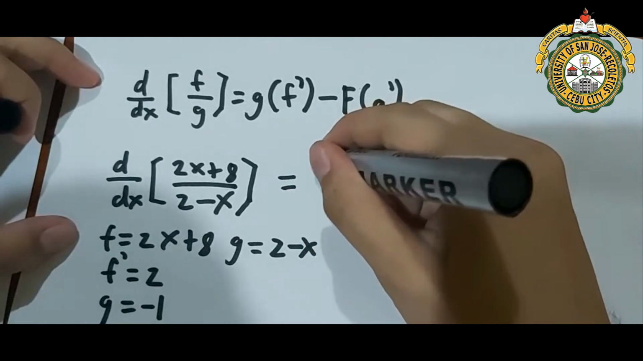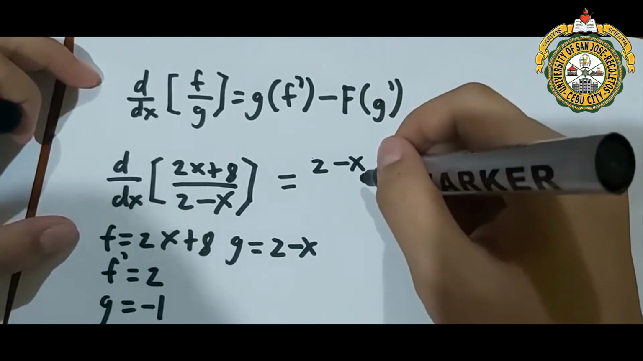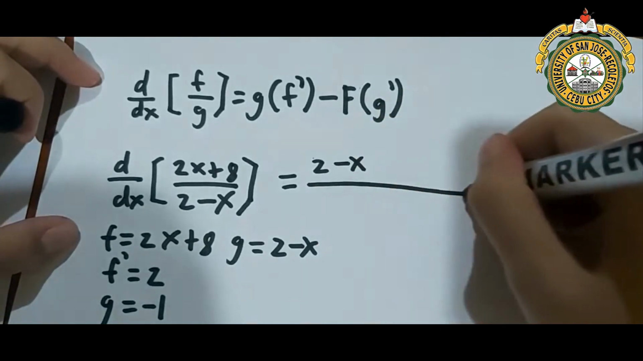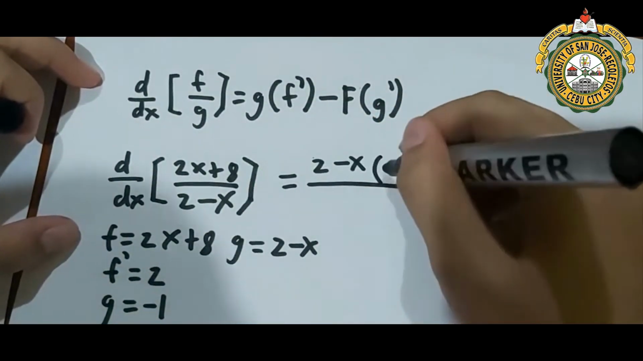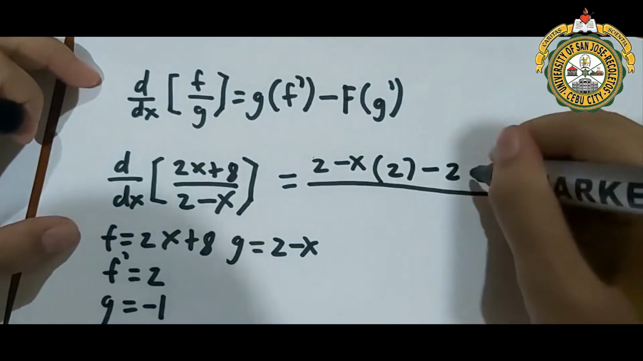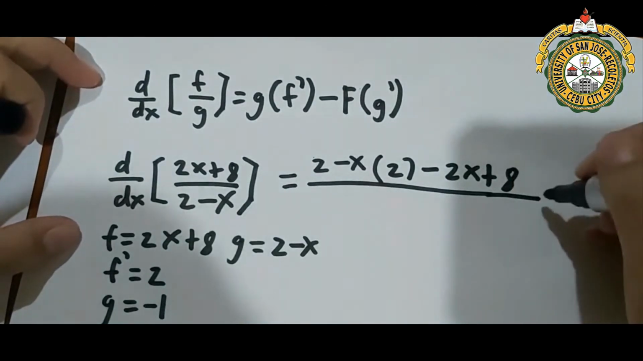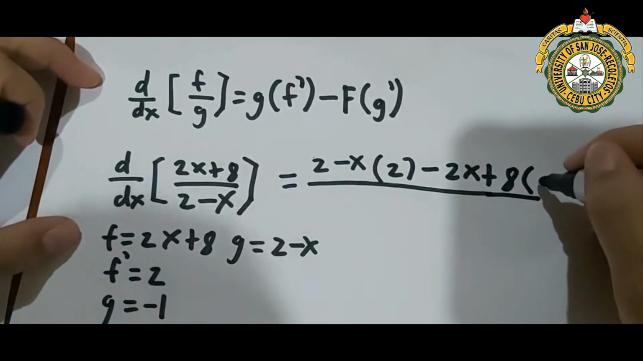Before anything else, we must get their derivatives first. The derivative of f of x, or 2x + 8, is 2, and the derivative of 2 - x is negative 1. Now, let's go ahead and apply the quotient rule.